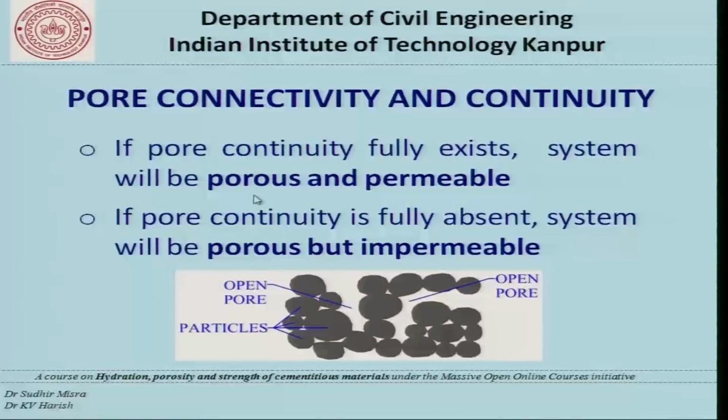To understand, there are two more points which are important. If pore connectivity fully exists, then the system will be porous and permeable. If pore continuity is fully absent, the system will be porous but impermeable. Here what is shown is some hydrated particles in black color, and in some cases you see open pores which are connected to each other, whereas in some cases you have pores which are disconnected from each other.